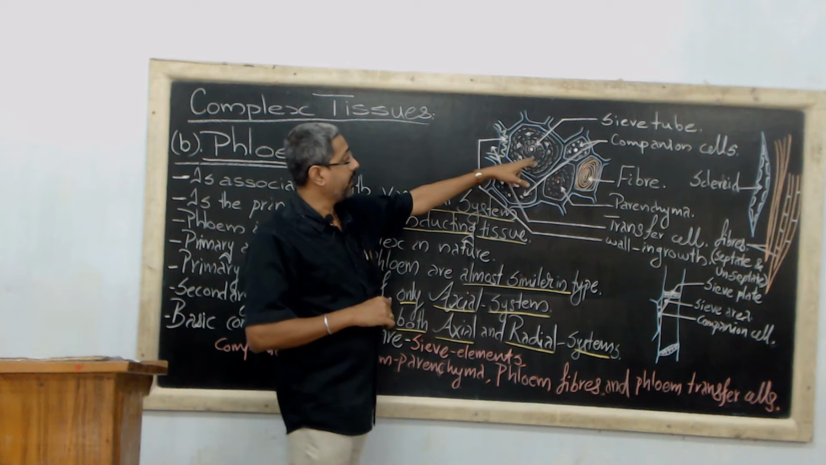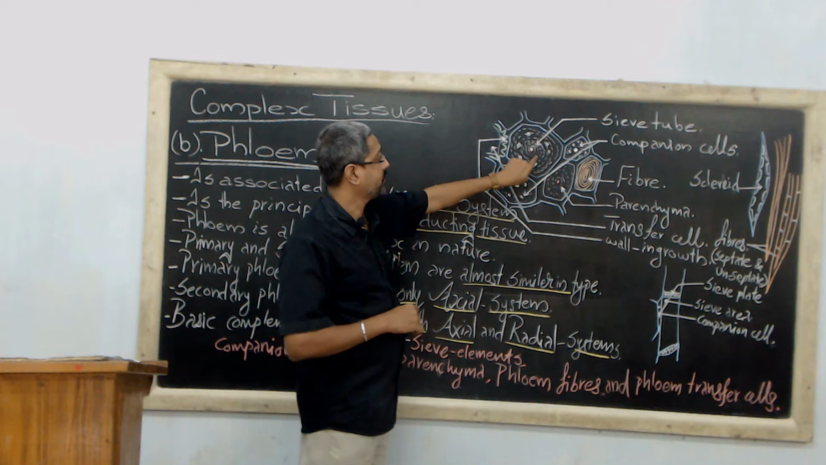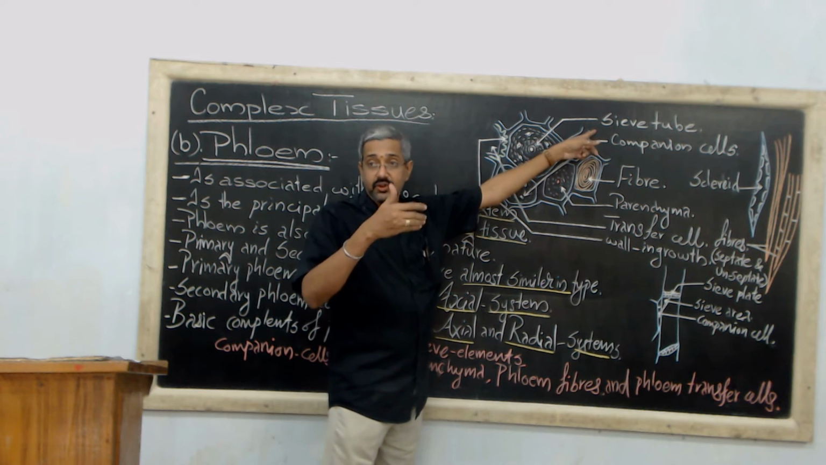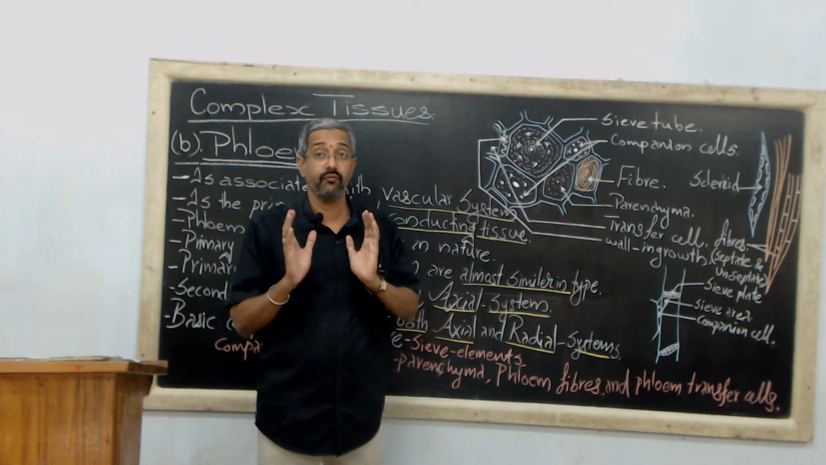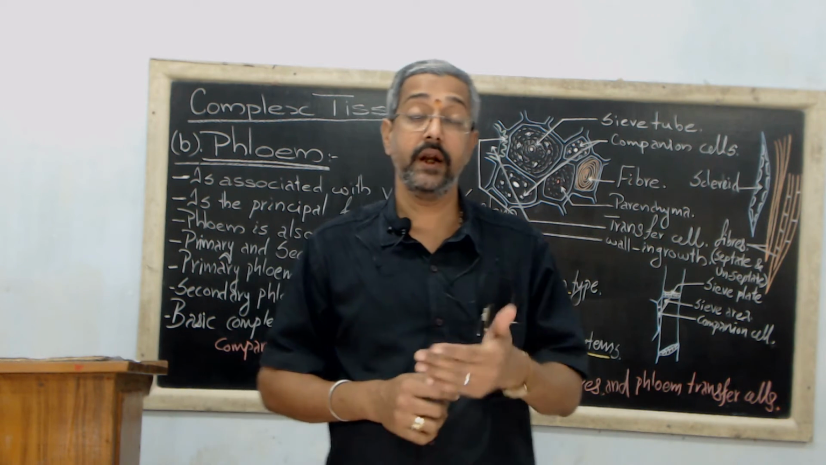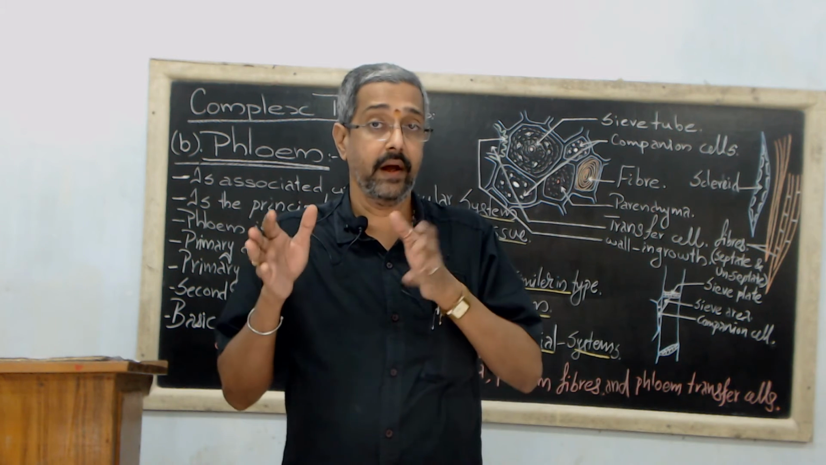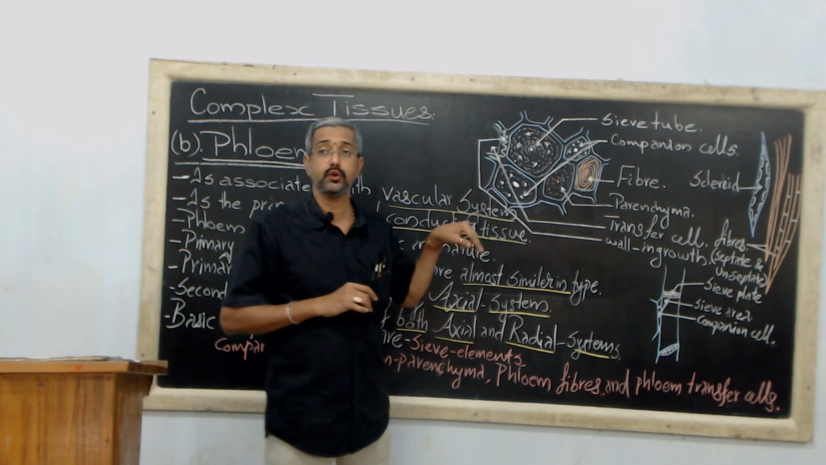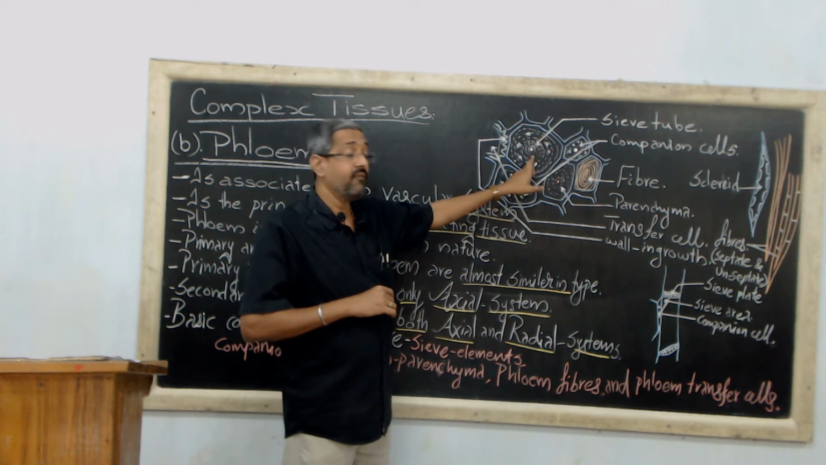Here you can see in the diagram the large cells called sieve tubes. Sieve tubes are the conducting channels. The sieve tube is also otherwise called the phloem vessel. Vessels are generally mentioned in xylem. Xylem vessels are the upward conducting channels or tubes. Similarly, the downward conducting tube is called the sieve tube, or otherwise the phloem vessel.